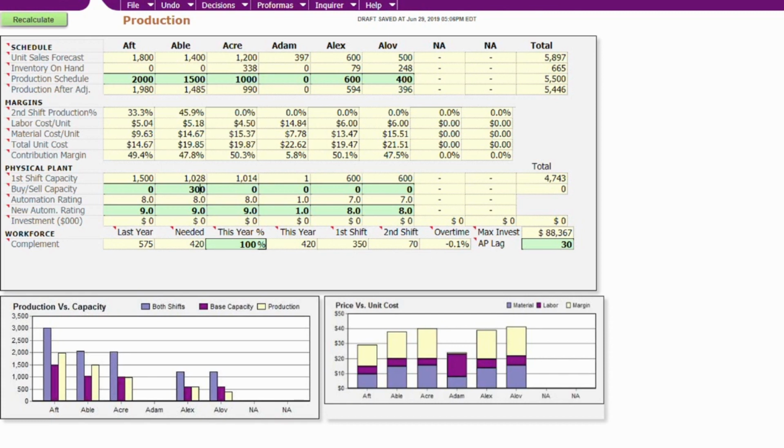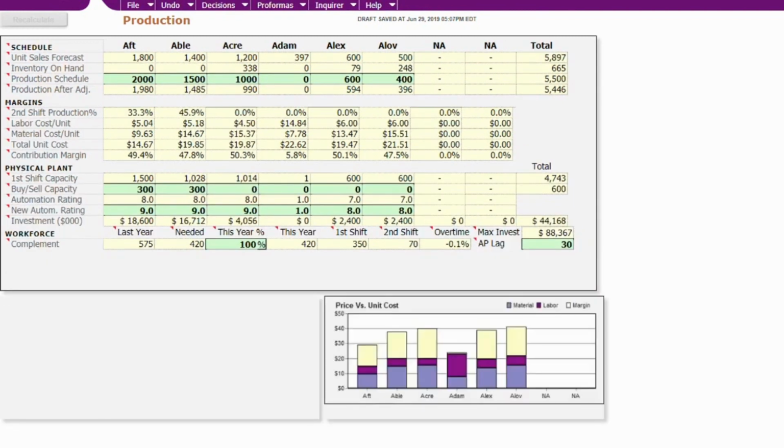For Harlov, we ordered 400 units since we had an inventory of 248. We did not order capacity expansion but increased automation from 7 to 8.